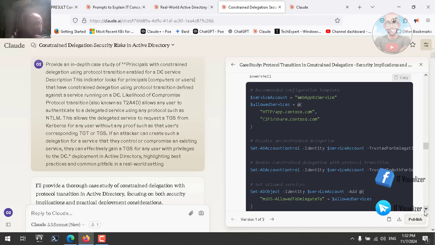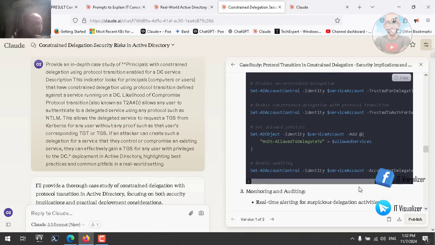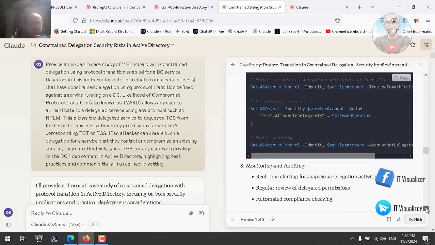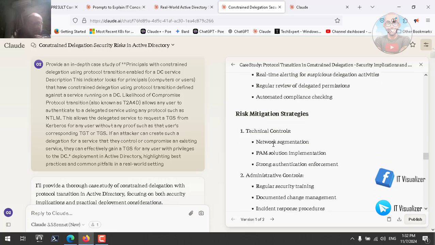Then set allowed services. This was already done. Okay, enable auditing. This can be a good example. Real time. Okay, here is the conclusion. Network segmentation: put your critical servers in a separate network segment.